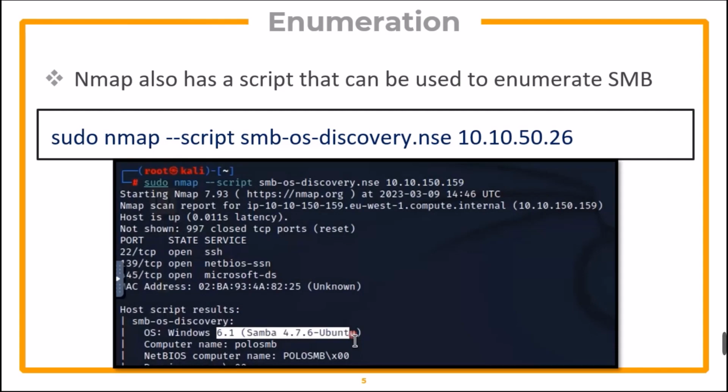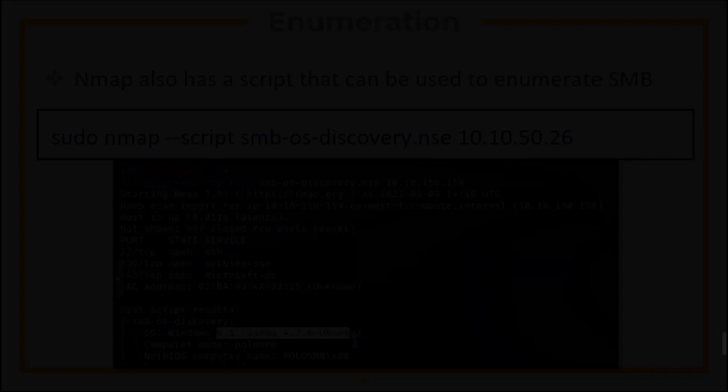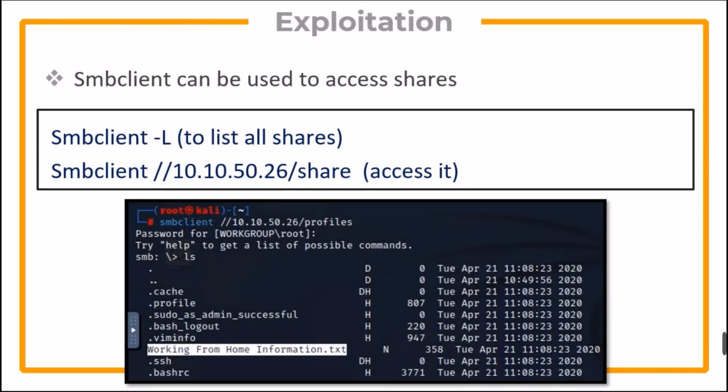Nmap also has a script that can be used to enumerate SMB, which is the SMB OS discovery module. You can use the command sudo nmap, specify the script with the script flag, and use the script smb-os-discovery.nse. To gain access to the target machine, we can use smbclient. You can list all shares with the -L flag, and you can specify a share to access it. Now let's see the demonstration.